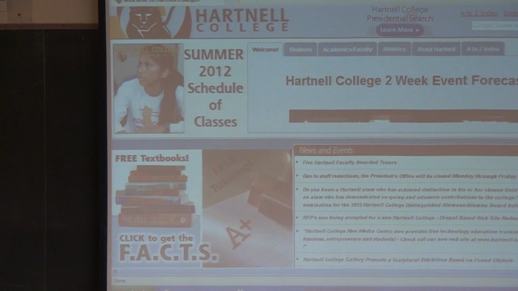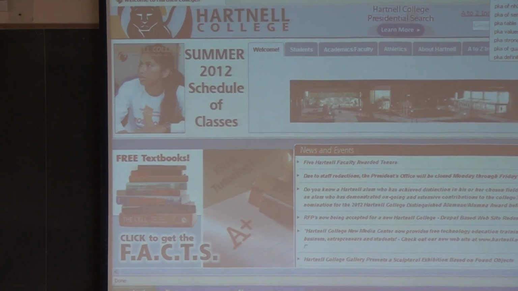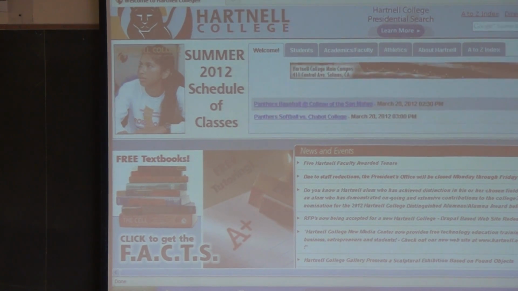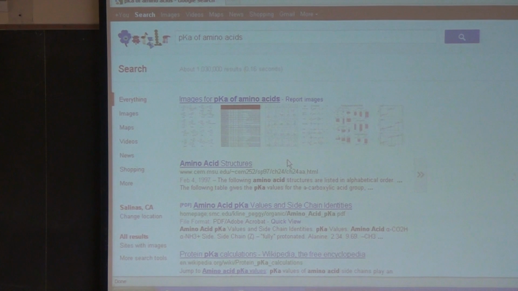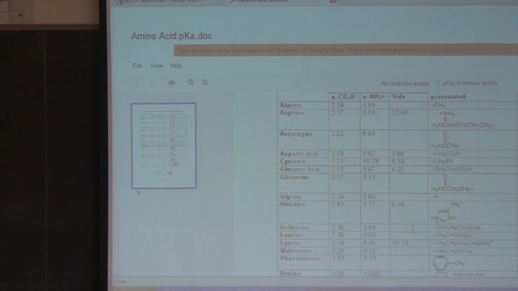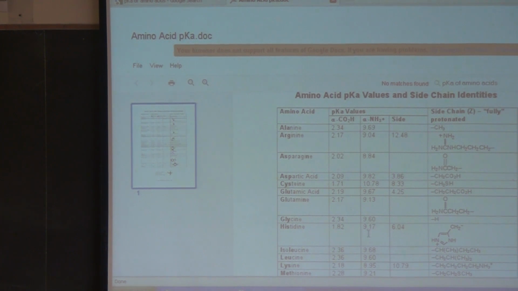Okay, so let's look at pKa of amino acids. For histidine, the pKa's are 1.82, 9.17, and 6.04. And for lysine, it's 2.18, 8.95, and 10.79.